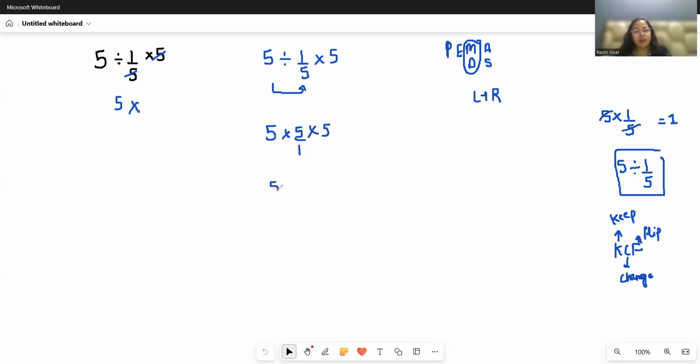So it becomes 5 multiply 5 multiply 5, that is 5 times 5 is 25 and 25 times 5 is 125. I hope it's clear and you find it useful.